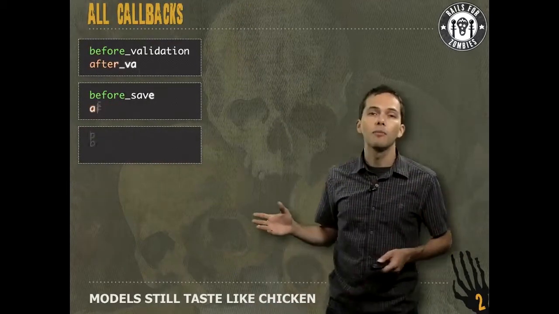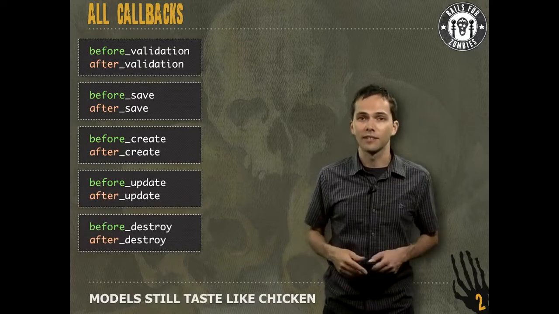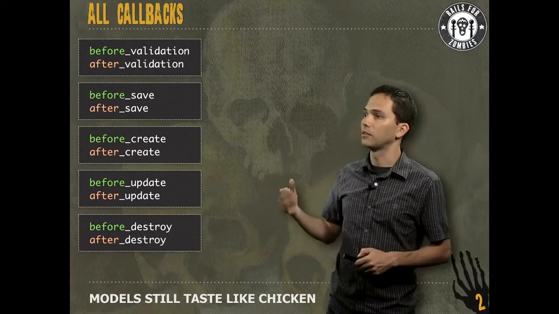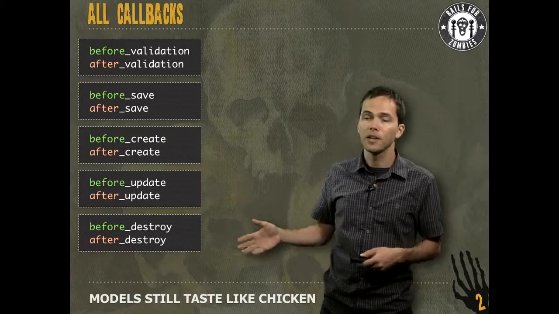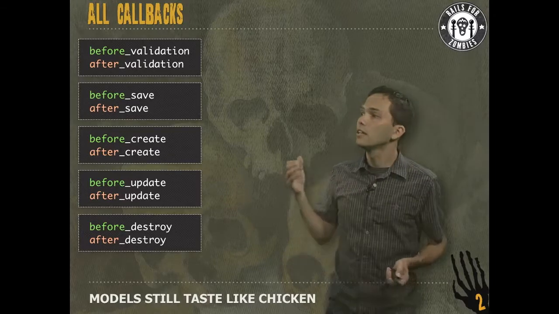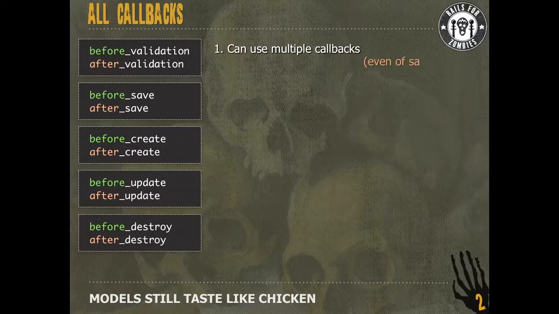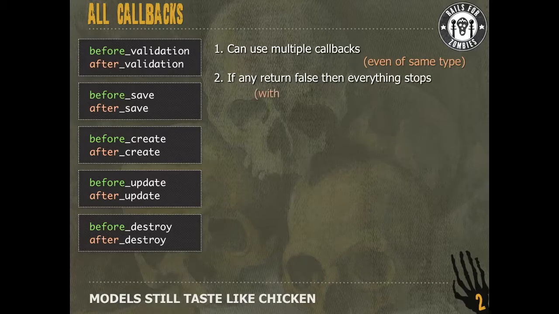Here's a list of all the callbacks that you get access to from inside an active record model. You can see here we've got both before save, before destroy, after destroy. A couple points to be made here. You can use multiple callbacks, even of the same type, so I could have a bunch of different before save methods if I wanted to. And as we mentioned before, if any of these return false, then it's going to stop. And if it's a before create or before save or before update, well, it's not going to get saved to the database.